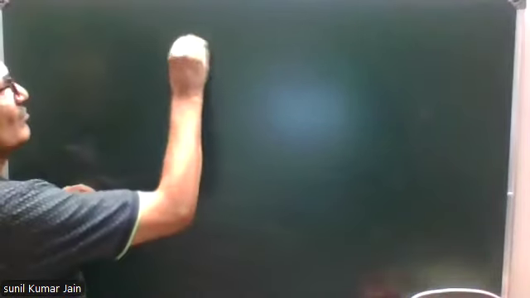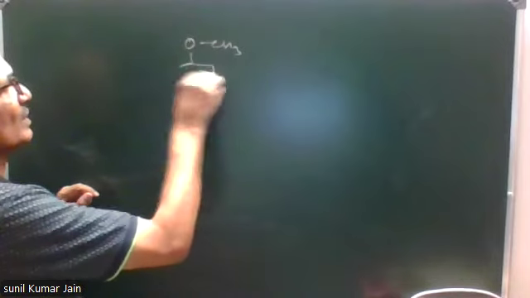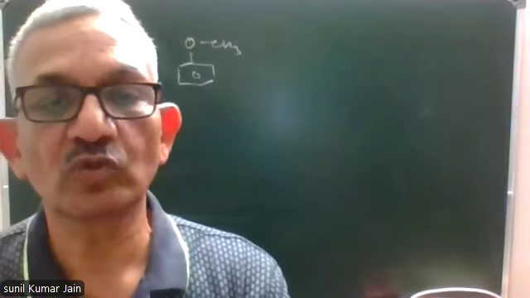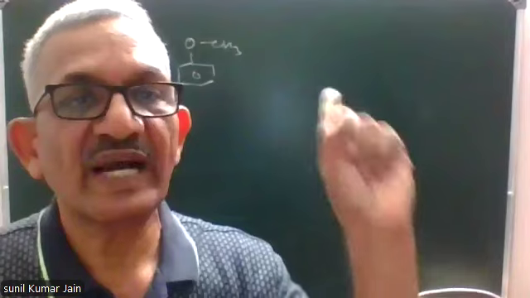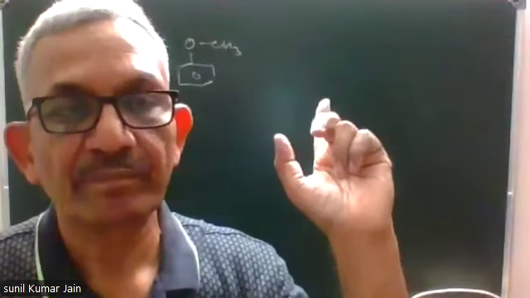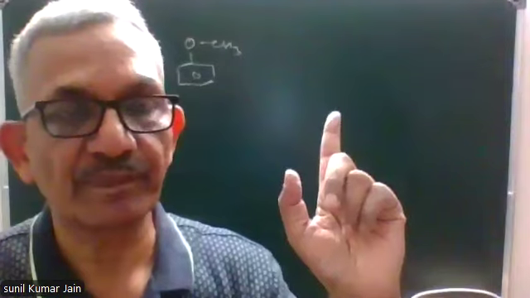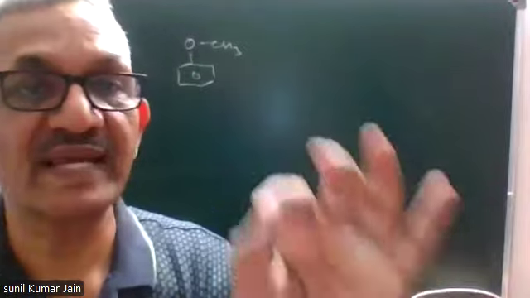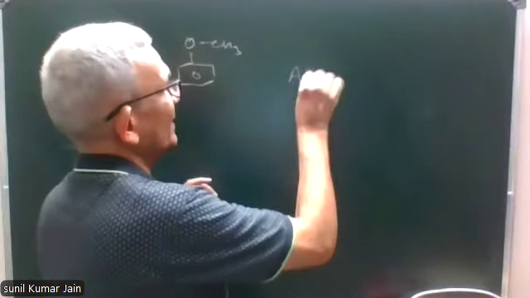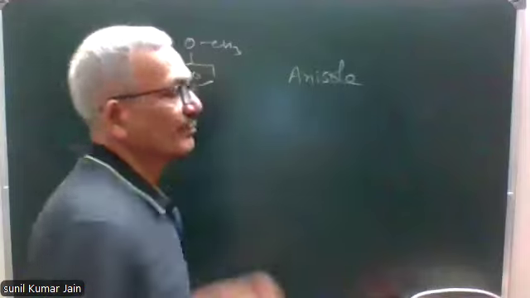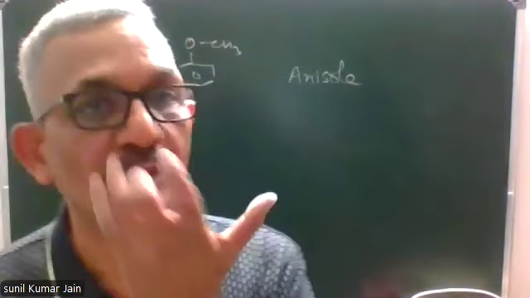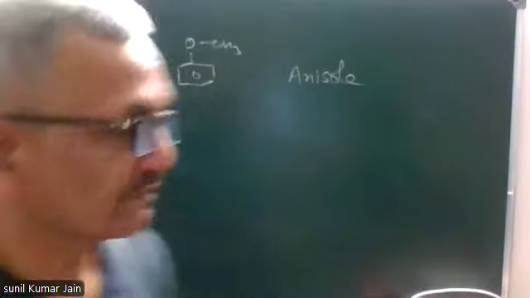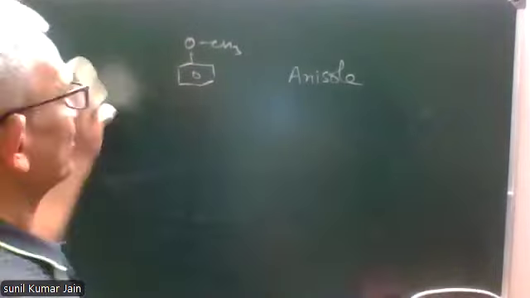Next, common name. There are two common names. One, methyl phenyl ether. But the more important common name is anisole, A-N-I-S-O-L-E. Anisole is a very popular common name for this compound. IUPAC, very simple: methoxybenzene.